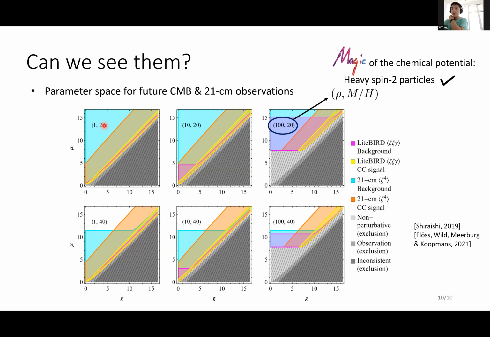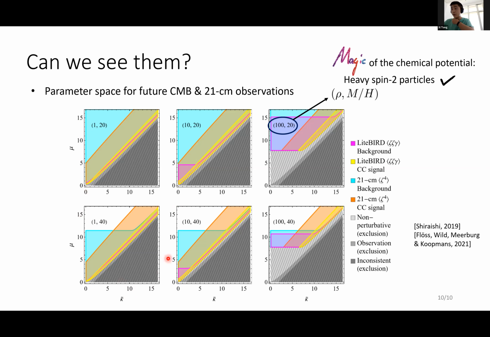After all these interesting features, can we see them via future experiments? And the answer is yes. Here we plot the parameter space feasible for future CMB and 21 centimeter observations. The horizontal axis corresponds to the chemical potential in units of Hubble. The vertical axis corresponds to the mass of the spin-2 particle.